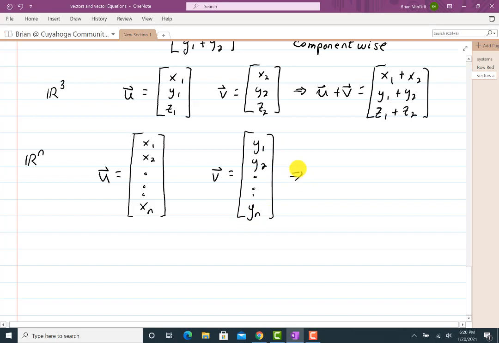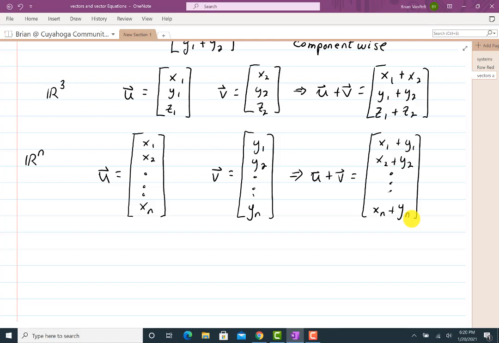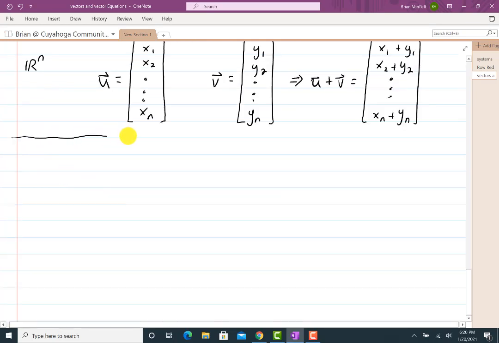And then when I add those together, I will add them component-wise. So I'll have x1 plus y1, x2 plus y2, up to xn plus yn. So this is how we handle a more general situation where we have n, a number whose value we do not know. We can use the three dots, an ellipsis, to let us fill in the unknown. Next we come to scalar multiplication.